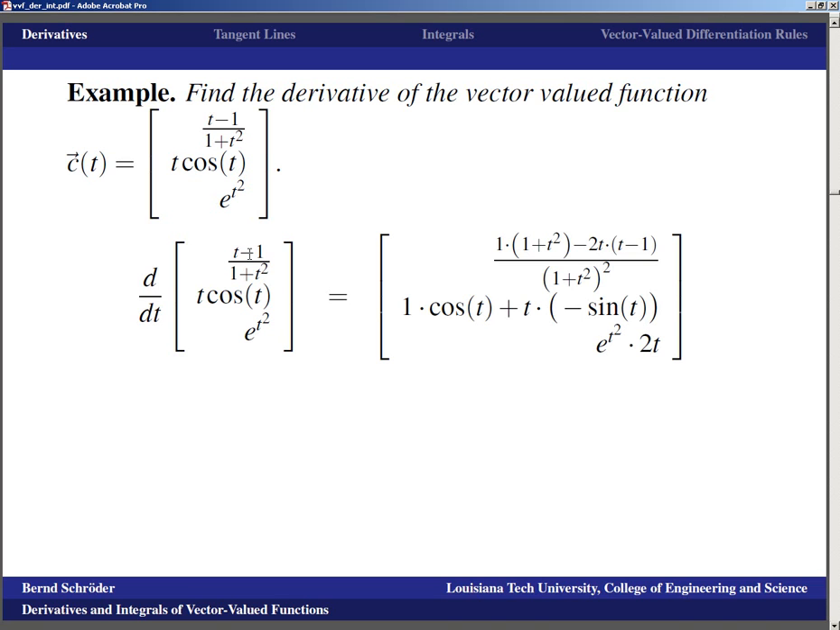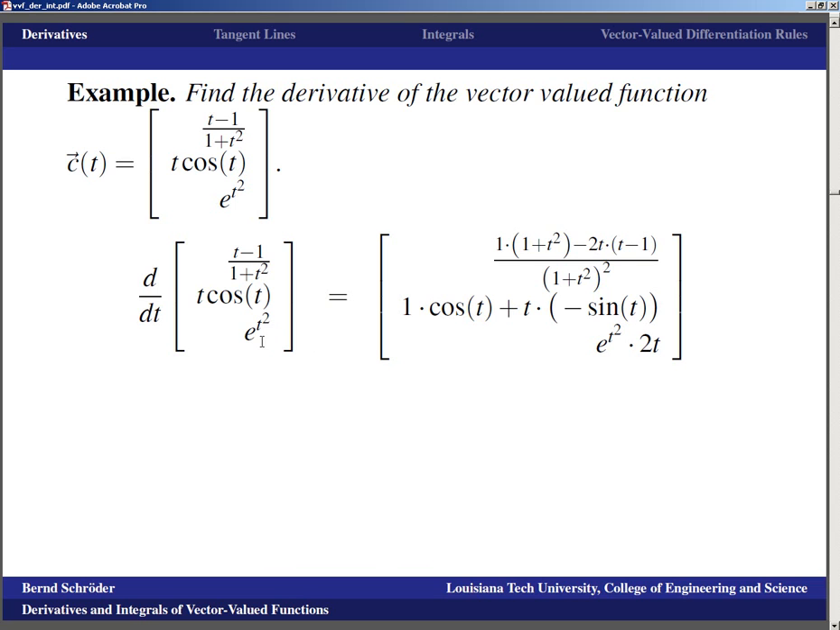So we get, in the x component, derivative of the numerator is 1 times the denominator, gives us the 1 plus t squared, minus derivative of the denominator, which is 2t, times the numerator, which is t minus 1, and we divide the whole thing by the square of the denominator, which is 1 plus t squared quantity squared. For the product rule, we take the derivative of the first, which is 1, times the second, which is cosine t, plus the first, which is t, times the derivative of the second, which is negative sine t. And for the third one, we have the chain rule.